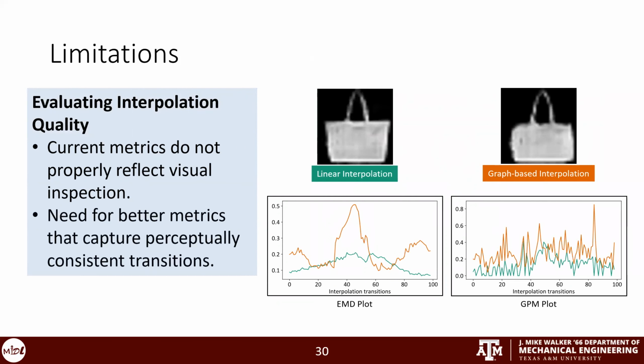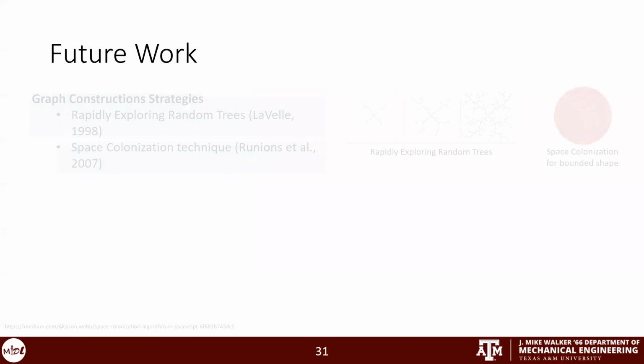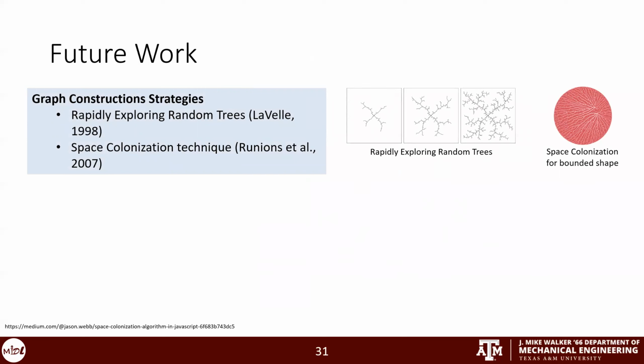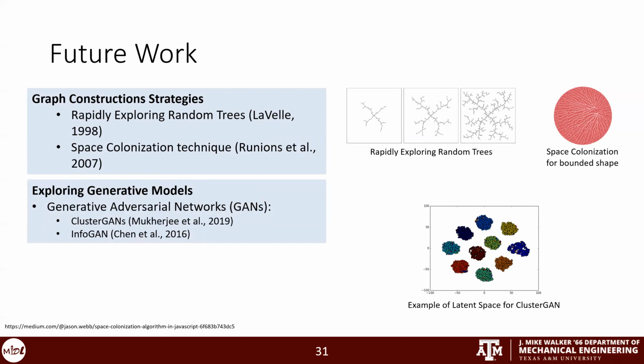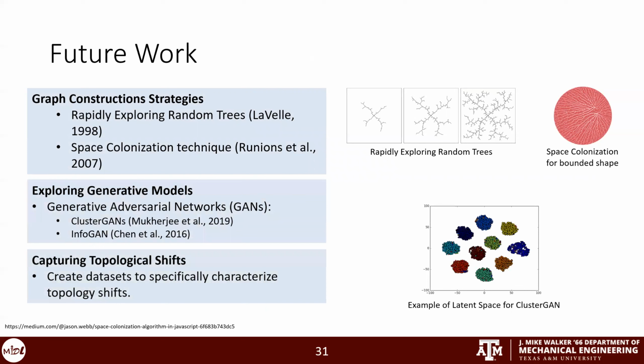With regards to the future of this work, there are several interesting directions that we can explore. Firstly, we can implement different graph construction strategies. Some of the interesting approaches include the rapidly exploring random trees and the space colonization technique. Secondly, further exploration is required for implementing different generator models, such as GANs, to learn the latent space of datasets. Some models, such as ClusterGANs and InfoGANs, have been able to learn and modify the latent spaces to improve data interpolation. Lastly, we need further research in capturing topological shifts for interpolated shapes. One way to study this further is to create datasets that specifically characterize these shifts.